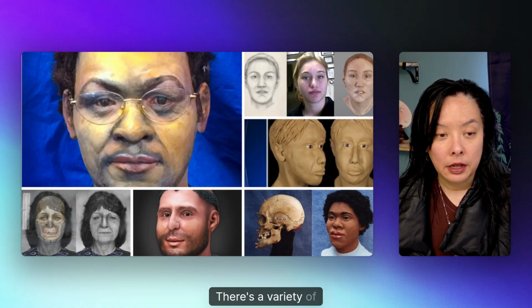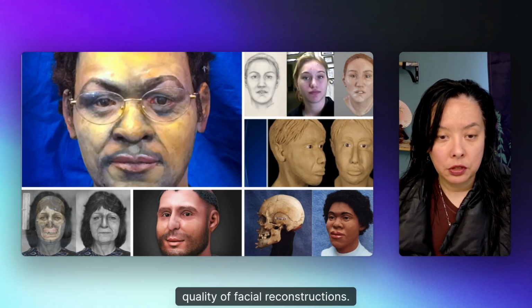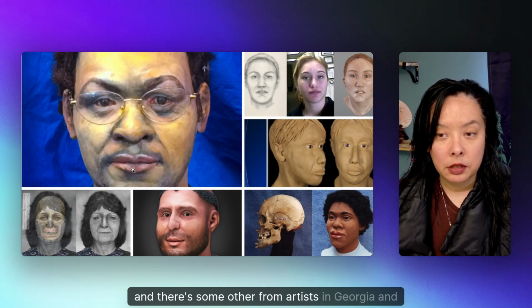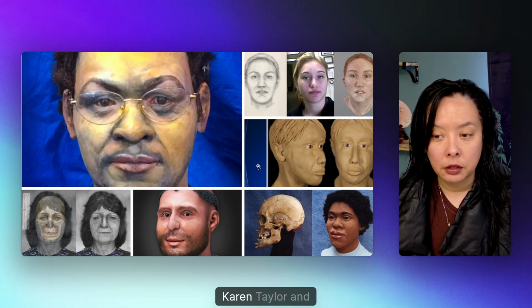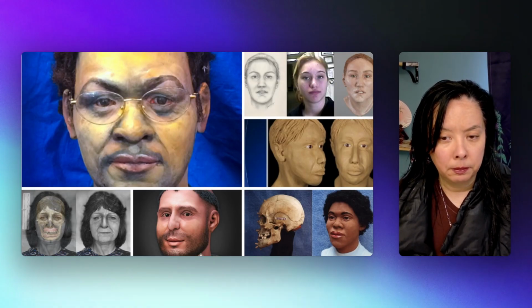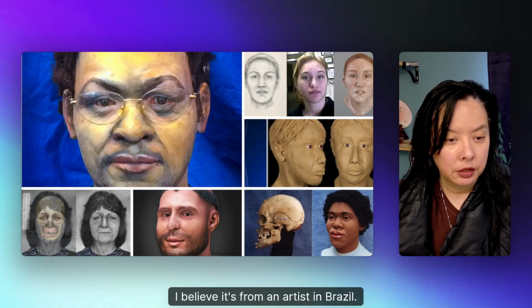There's a variety of quality of facial reconstructions. It's the bottom on the left, and there's some others from artists in Georgia and Karen Taylor, and the computerized one is, I believe, from an artist in Brazil.